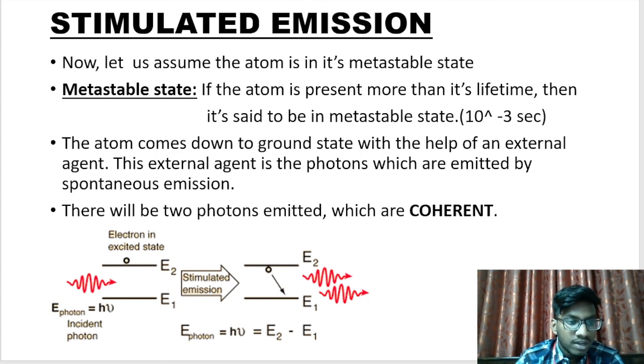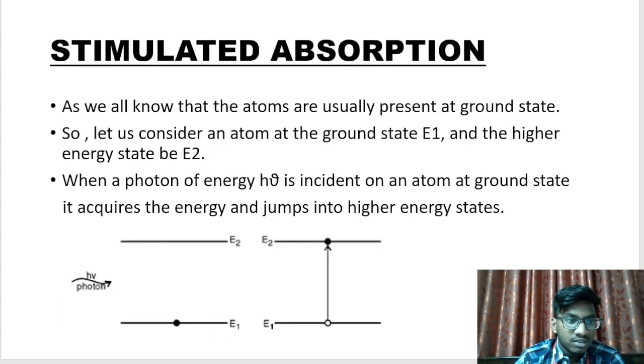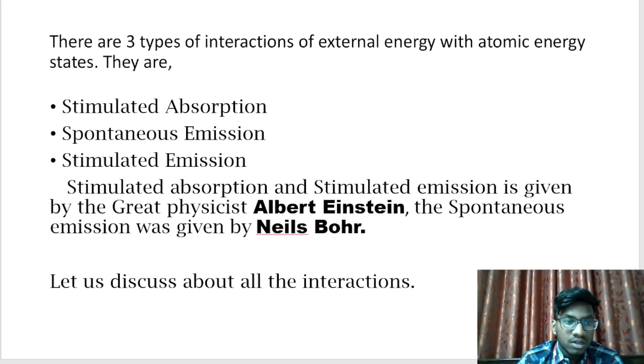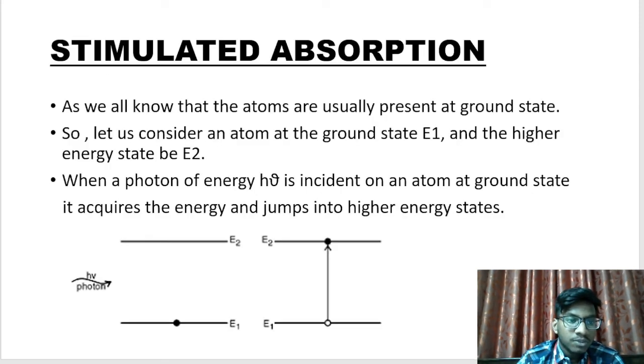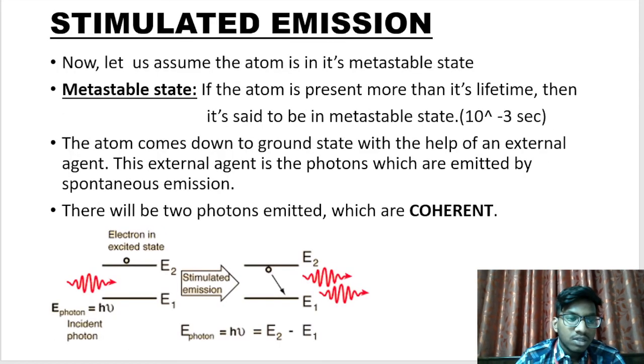These are the various interactions of radiation with matter given by Albert Einstein and Niels Bohr, that is stimulated absorption, spontaneous emission, and stimulated emission. The laser has high monochromaticity due to these processes, and is also highly coherent in nature, with high directionality and high intensity. All these characteristics can be proved from this interaction of radiation with matter.